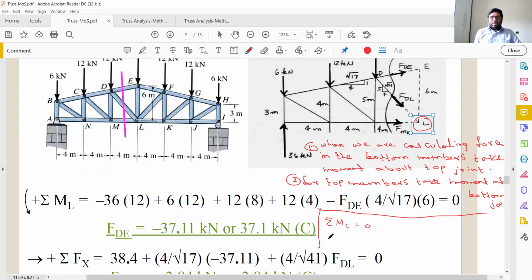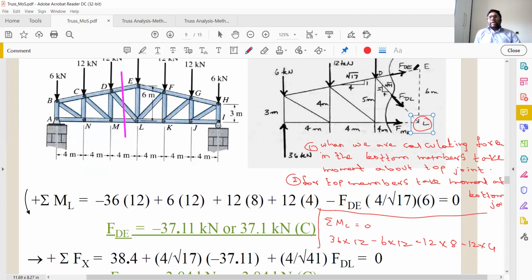What do we have? So 36 into 12. Okay. Minus 6 into 12. Because see, 36 into 3/4. L is here. And 6 into 12 minus 12 into 8. Isn't it? 12 into 2 forces. 8. Another 12 minus 12 into 4. Isn't it? And then FDE clockwise. See FDE clockwise.